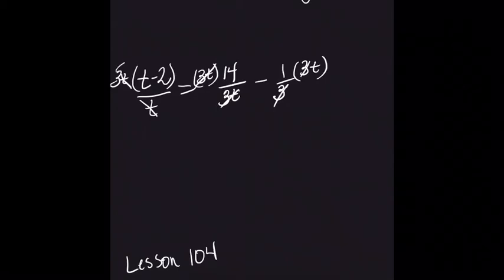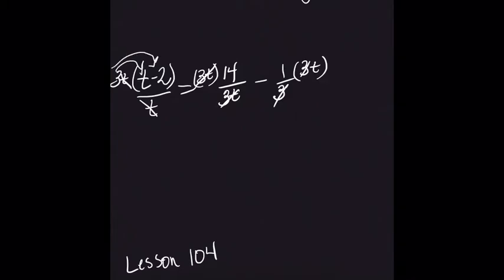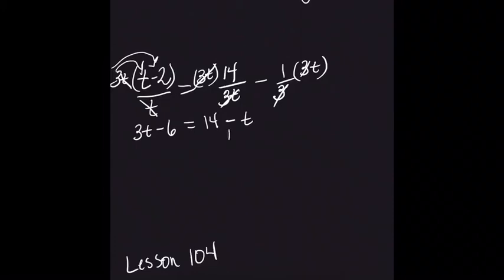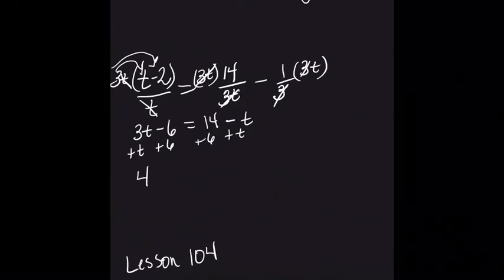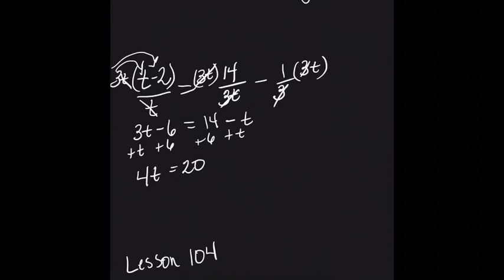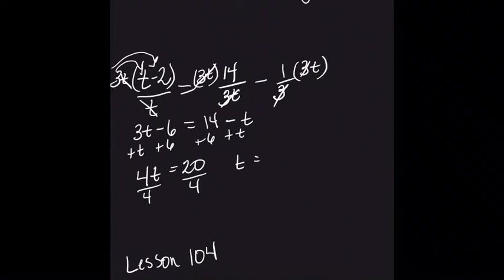So if I multiply 3 by the first parentheses there, I get 3t minus 6 equals 14 minus t. And now we can solve for t. If we add t to both sides and we add 6 to both sides, we end up with 4t equals 20 and t equals 5.